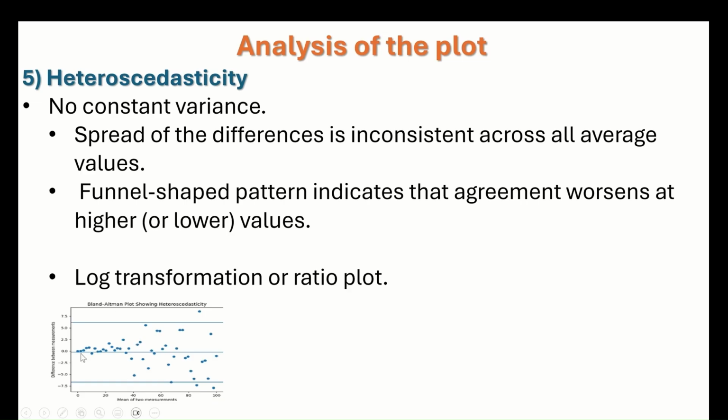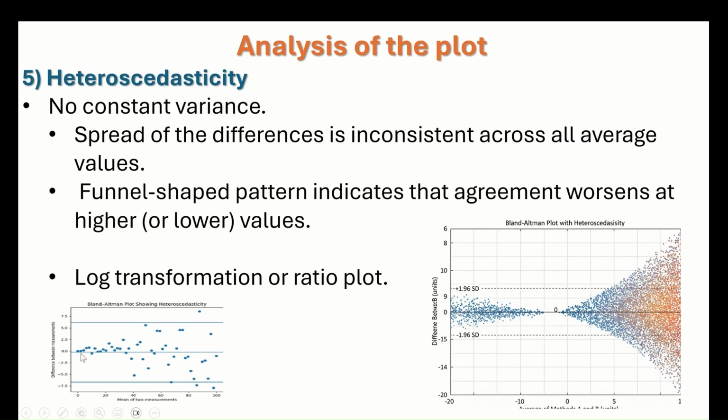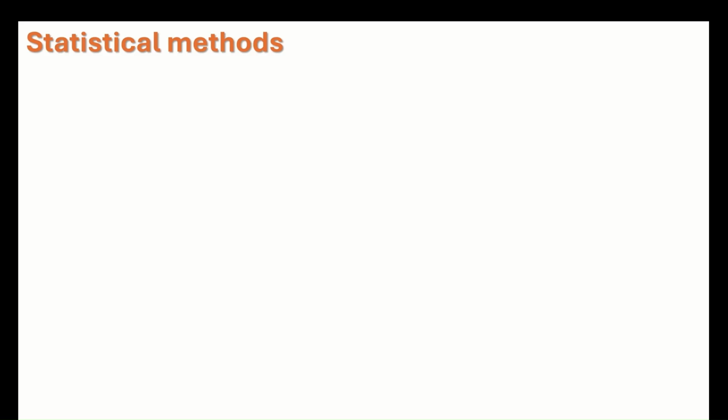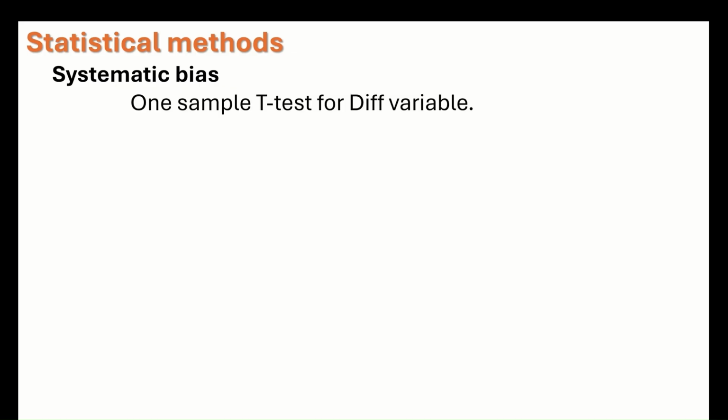As shown here in these two graphs, there is a funnel shaped pattern, which indicates that there is no constant variance. Once the graph is plotted and visually examined, further steps can be done to confirm the observation, whether there is a systematic bias or not.